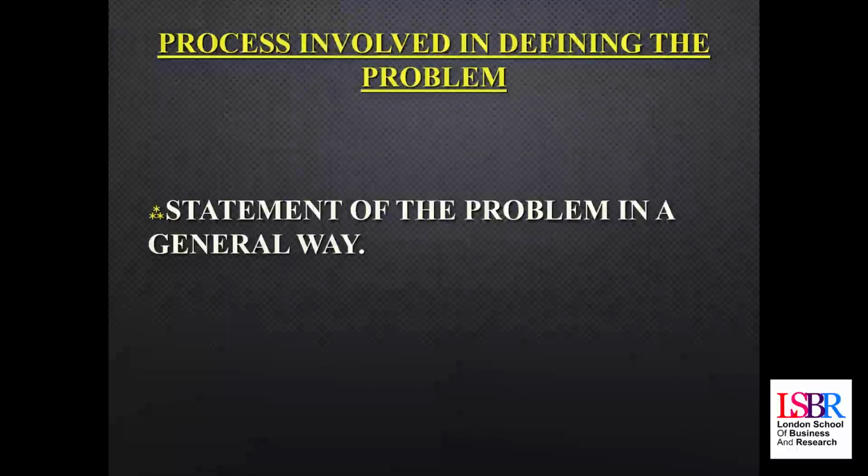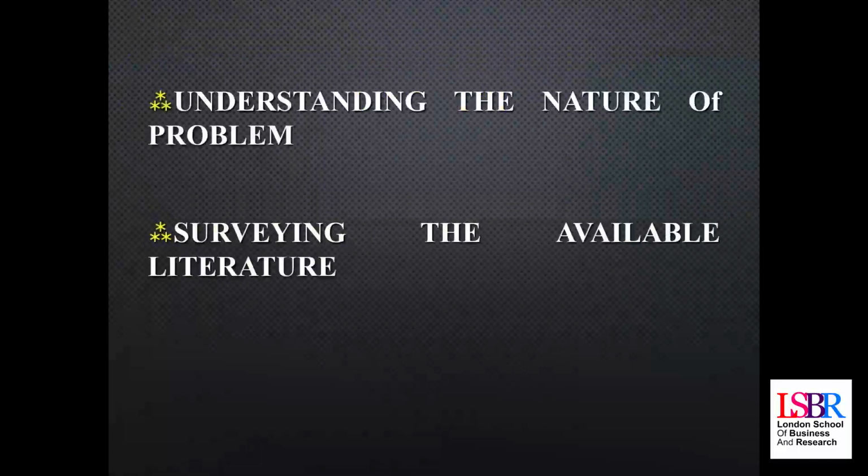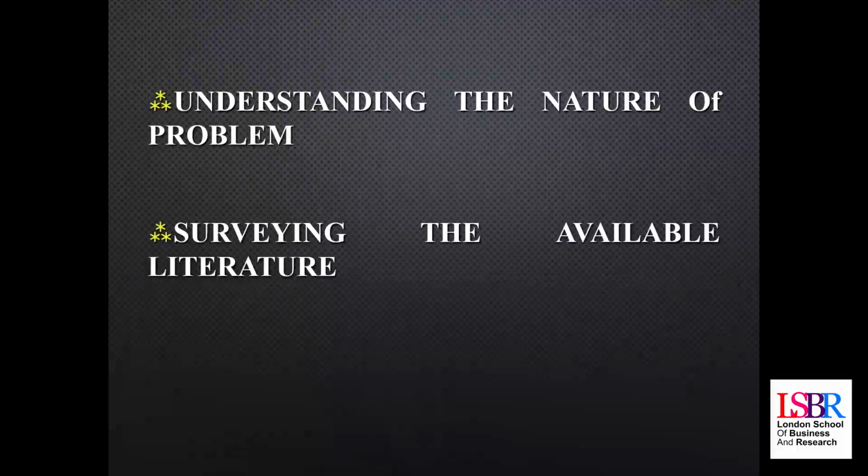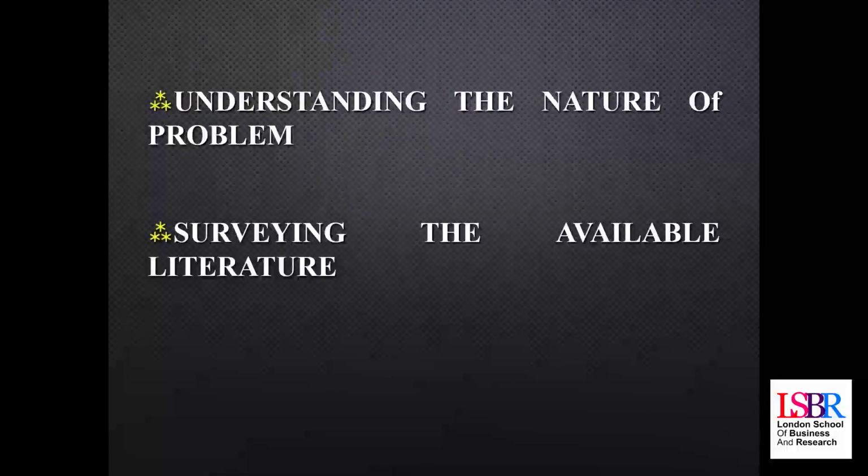So what's the process that's involved in defining the problem? Well, basically it's a statement of the problem in a general way. So how do you state that problem? Okay, you have to understand the nature of the problem firstly, and you then have to survey the available literature. You have to develop ideas through discussion, and you have to rephrase the research problem. So what do you do? Well, you have a general area that you've identified. You then try and understand that area. You do some digging around.